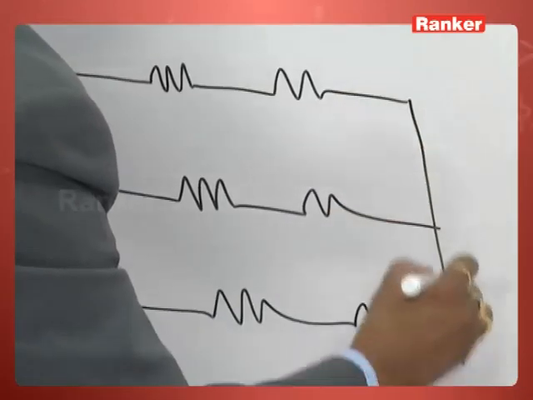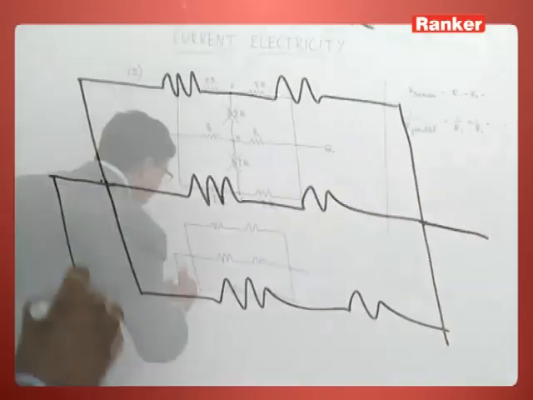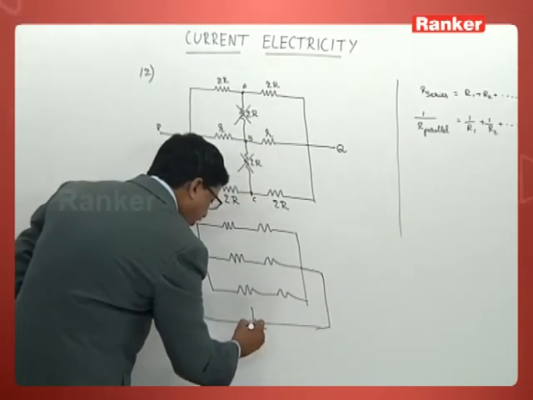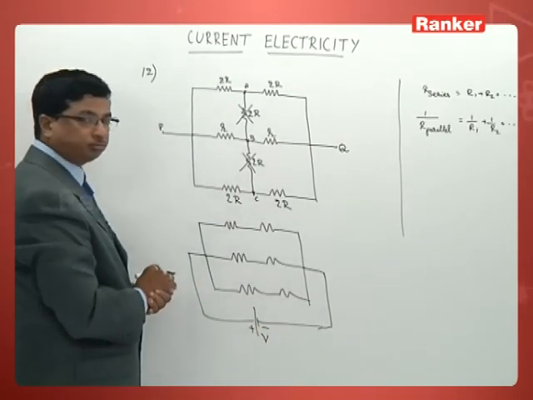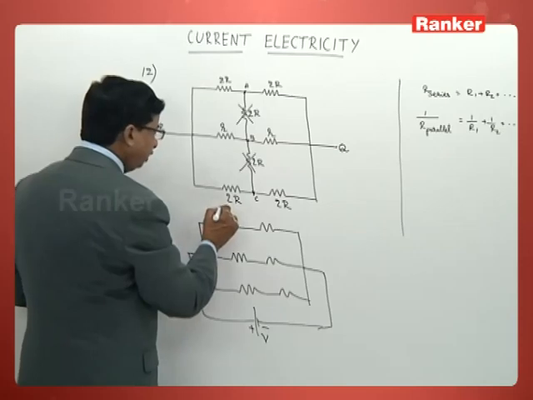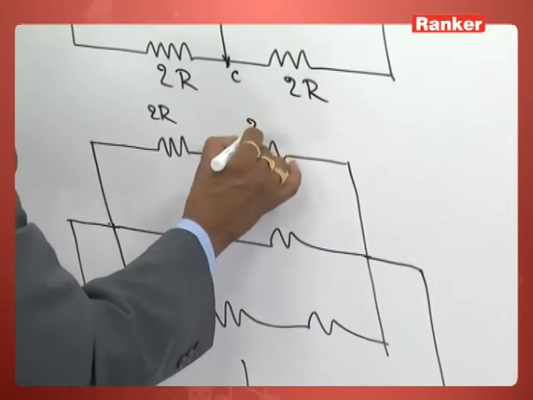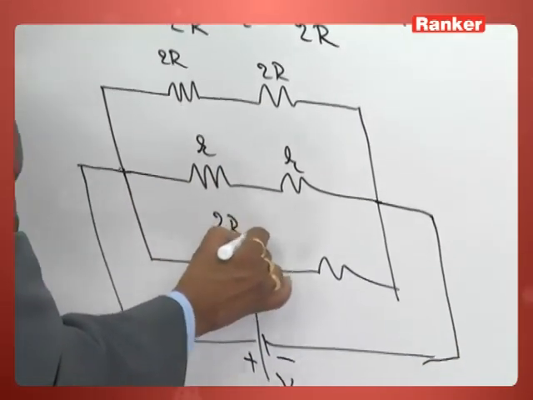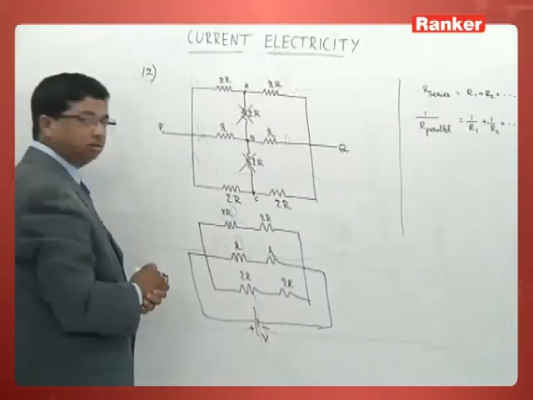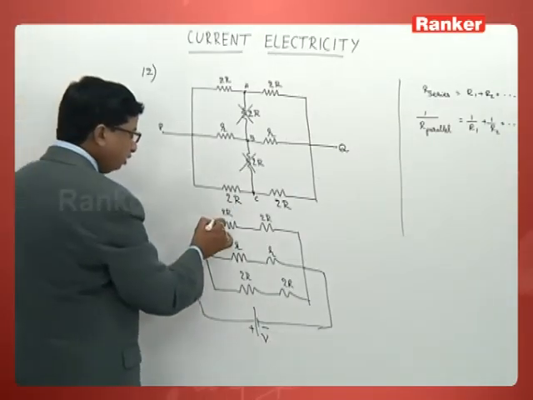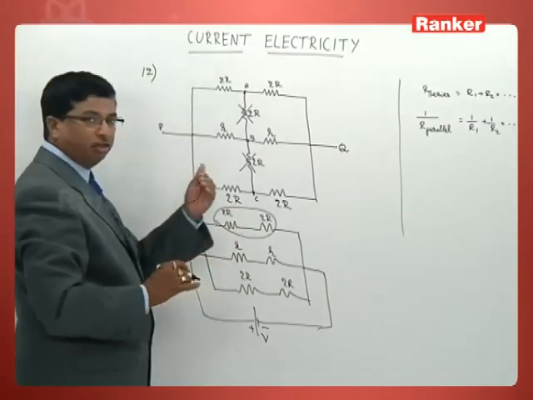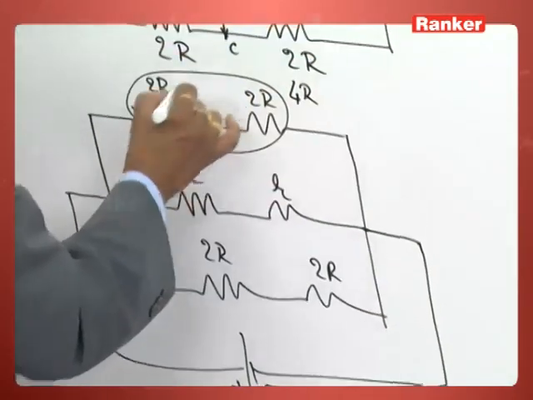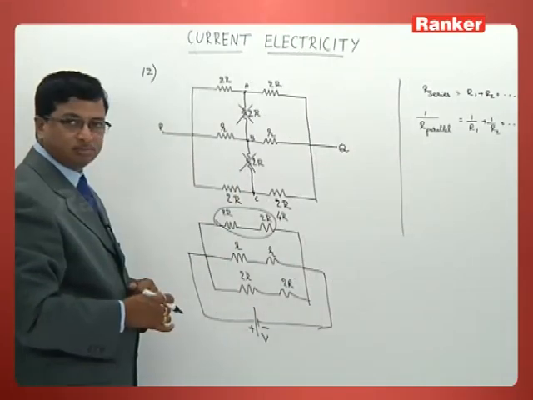So altogether 3 pairs of resistances are now connected in parallel, and across that we have a cell of potential difference V. So what do you find here? This now becomes 2R, this now becomes 2R, this is R, this is R, this again is 2R, this again is 2R. So what can you predict from this? These two now are in series. When they are in series, their effective resistance becomes 4R, 2R plus 2R.